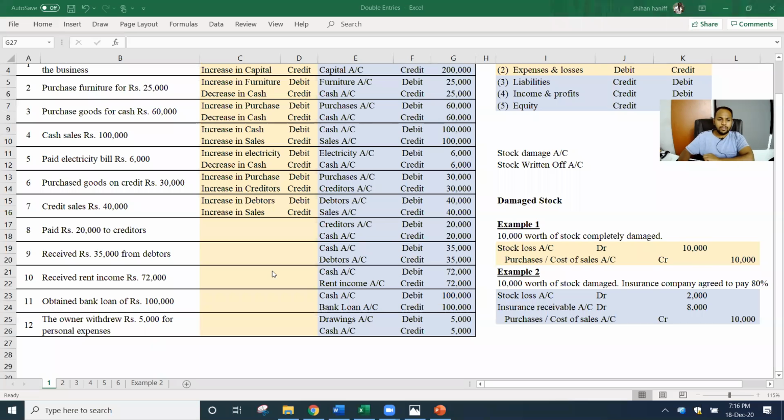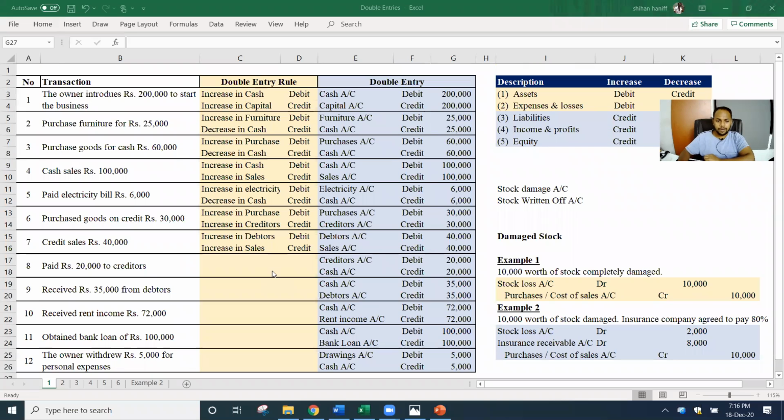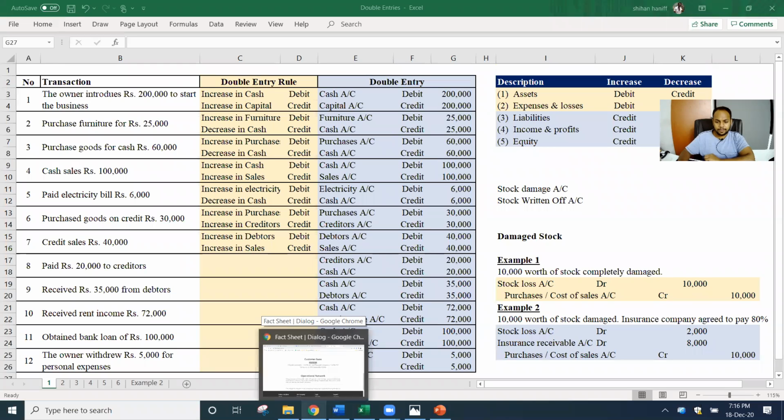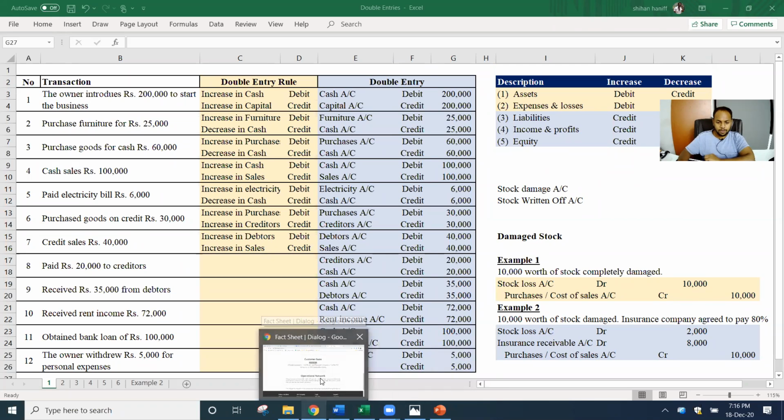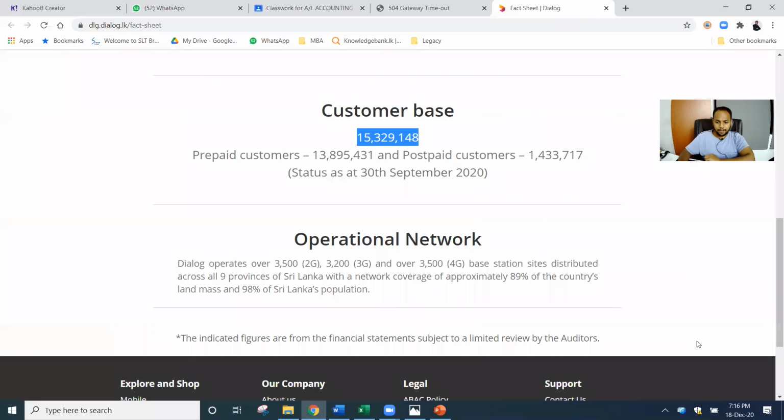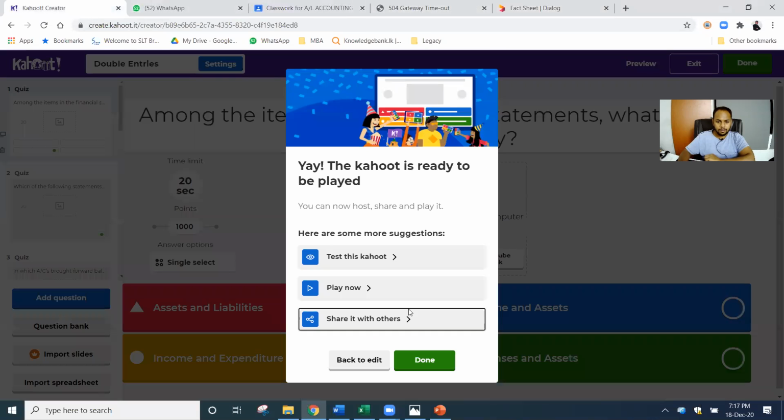Right. So these are basic double entries, or the double entries for some of the basic transactions. Right. Now what I'm going to do is, I did some of the basic stuff. Now I'm going to do a small game, a quiz. Okay, so I want you all to join this game, right?